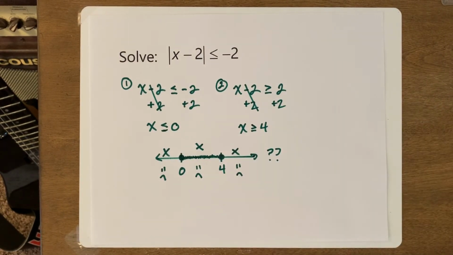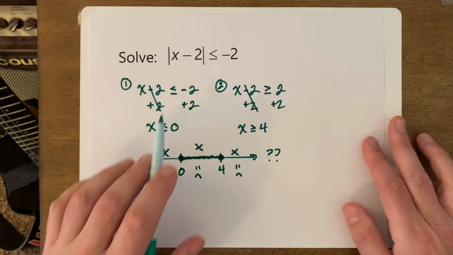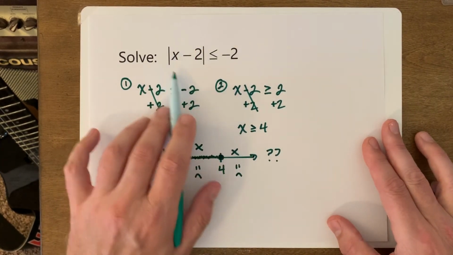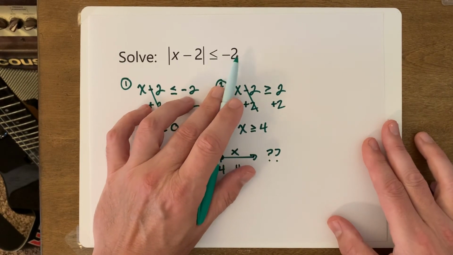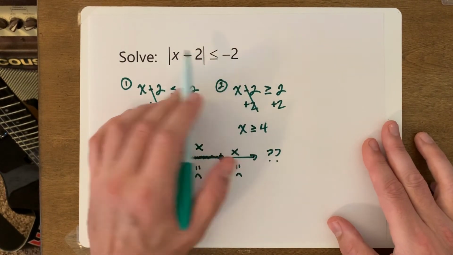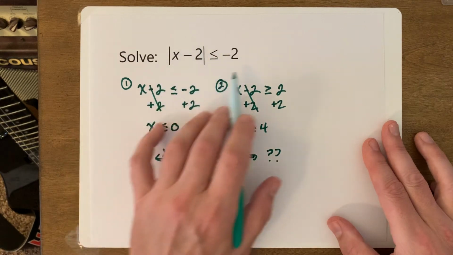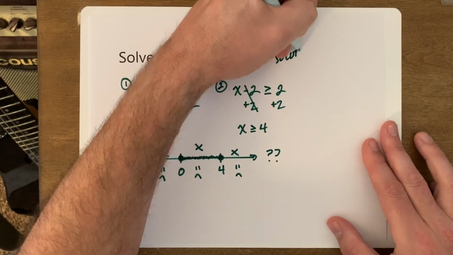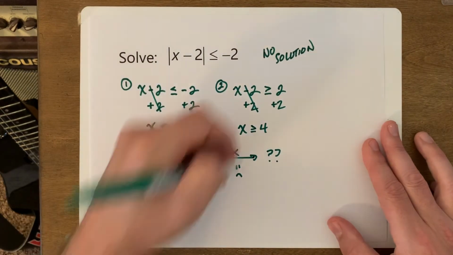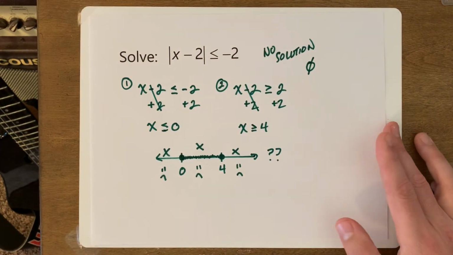Even though it looked like something was going to, it doesn't. And why? All of this is going to be 0 or positive. It's never going to be less than negative 2 ever. And so because of the structure here, the way this is set up, this is doomed. This is going to be no solution. You can either write that down for this one or put your empty set down.